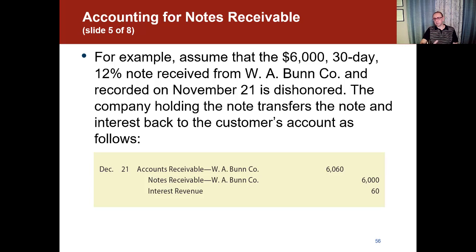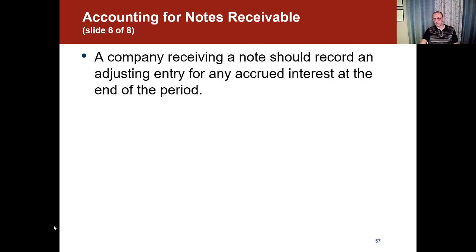So let's see this example. Assume that the $6,000 30-day 12% note received from WA Bond Company and recorded on November 21st is dishonored. So what are we going to do? Instead of having the cash, we're going to be debiting accounts receivable. So exactly the same thing that we had before, we're going to debit accounts receivable and we're going to credit notes receivable for $6,000, and then we're going to have interest revenue on the credit side.